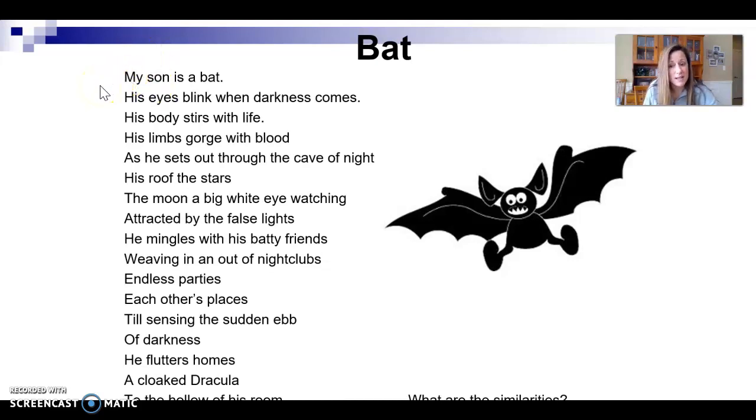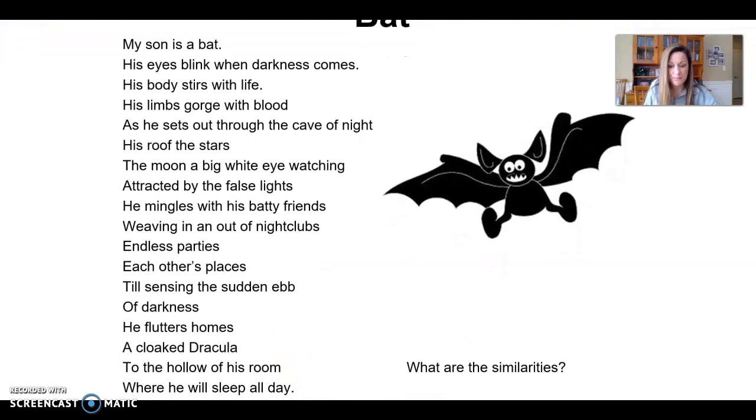My son is a bat. His eyes blink when darkness comes. His body stirs with life. His limbs gorge with blood. As he sets out through the cave of night, his roof the stars, the moon a big white eye watching. Attracted by the false lights, he mingles with his batty friends, weaving in and out of nightclubs, endless parties, each other's places, till sensing the sudden ebb of darkness, he flutters home, a cloaked Dracula, to the hollow of his room, where he will sleep all day.